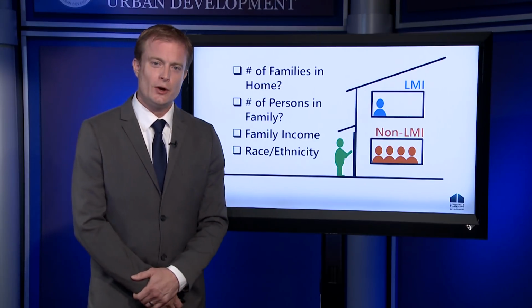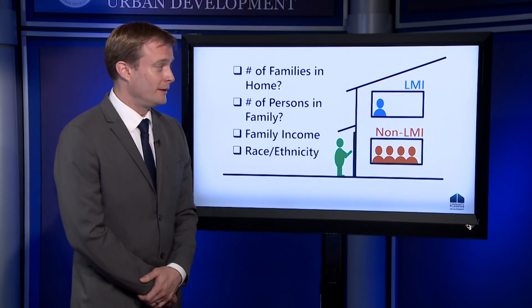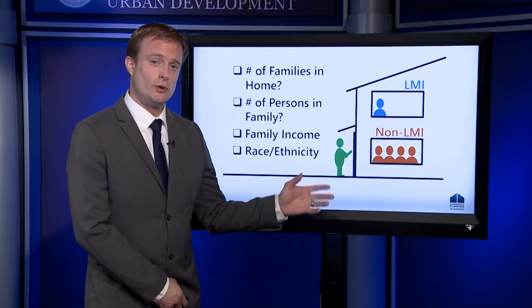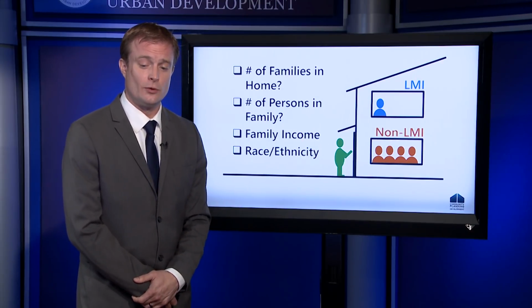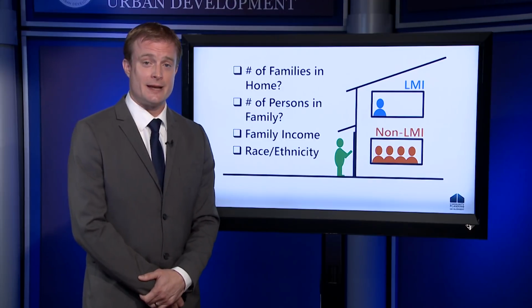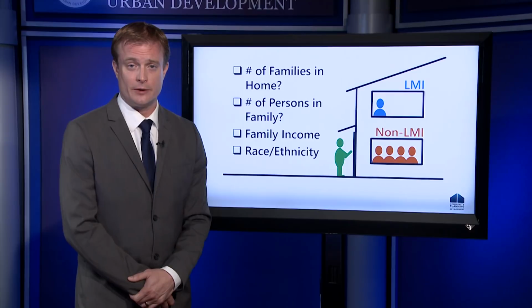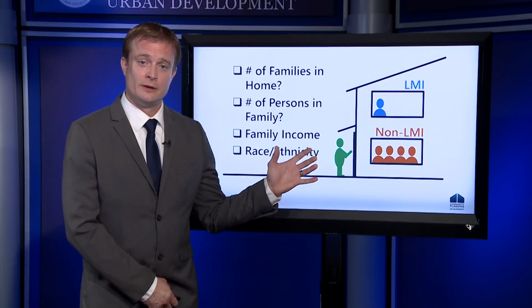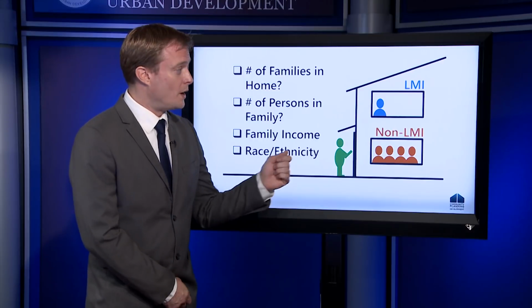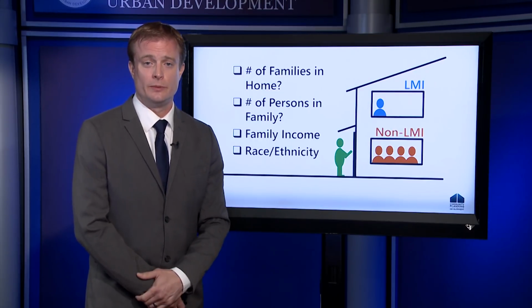What we're doing is determining the LMI status per family. So it's possible that two families in a single household could have distinct LMI determinations. In this case, we have a four-person family that is not low and moderate income, and a one-person family that is low and moderate income. So for this particular house, if we add it up, we have 5 people in total. 1 is low and moderate income, so the LMI percentage would be 20%.